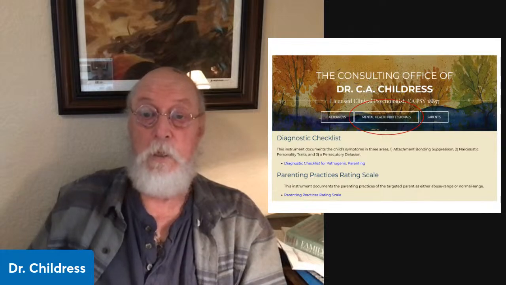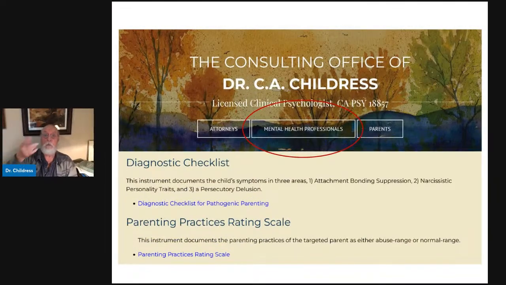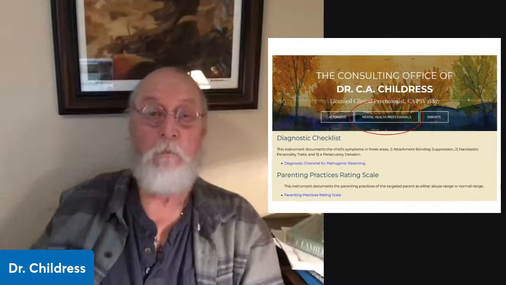So these checklists are available on my website, the consulting office, Dr. C.A. Childress - consulting. You go there in the mental health professionals section. You go into the little consulting page for them, and you will see there the diagnostic checklist and the parenting practices rating scale, and you can just download them from there and give them to your mental health professional.